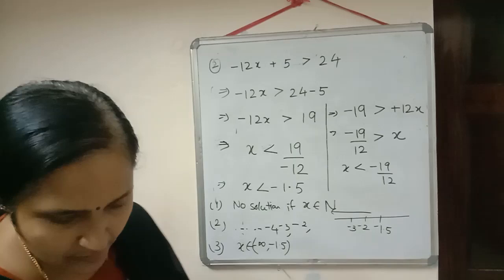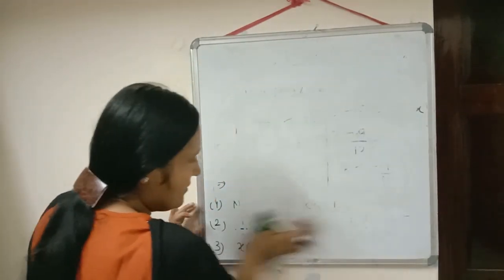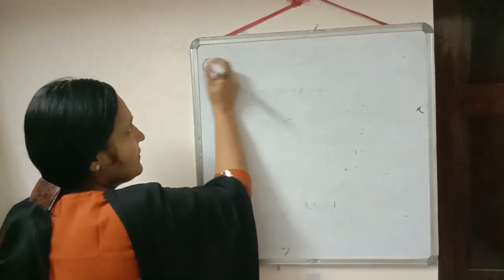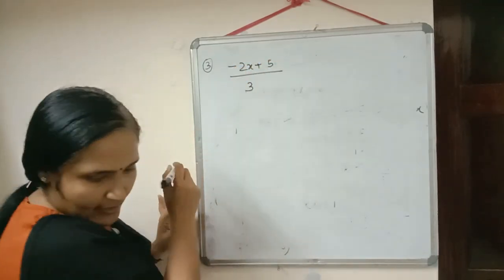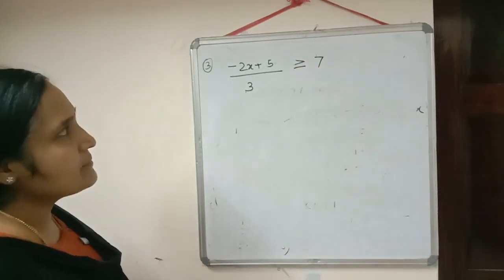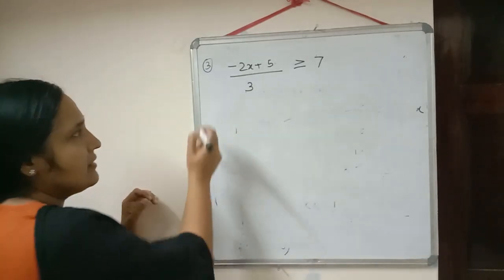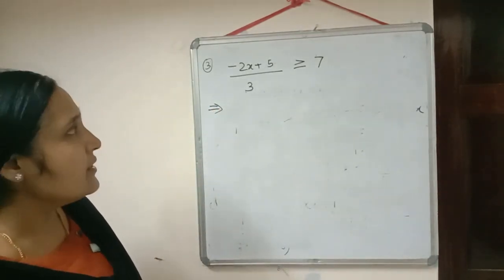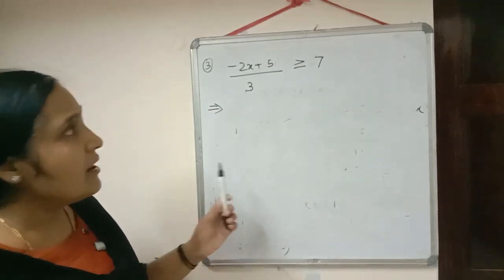Okay. Now write down the next one. Third question is minus 2x plus 5 whole divided by 3 greater than or equal to 7. Again, first we can simplify this one. In all the three cases, we have to find the solution. So first what we will do? Yes, we will shift that 3 to the right hand side.